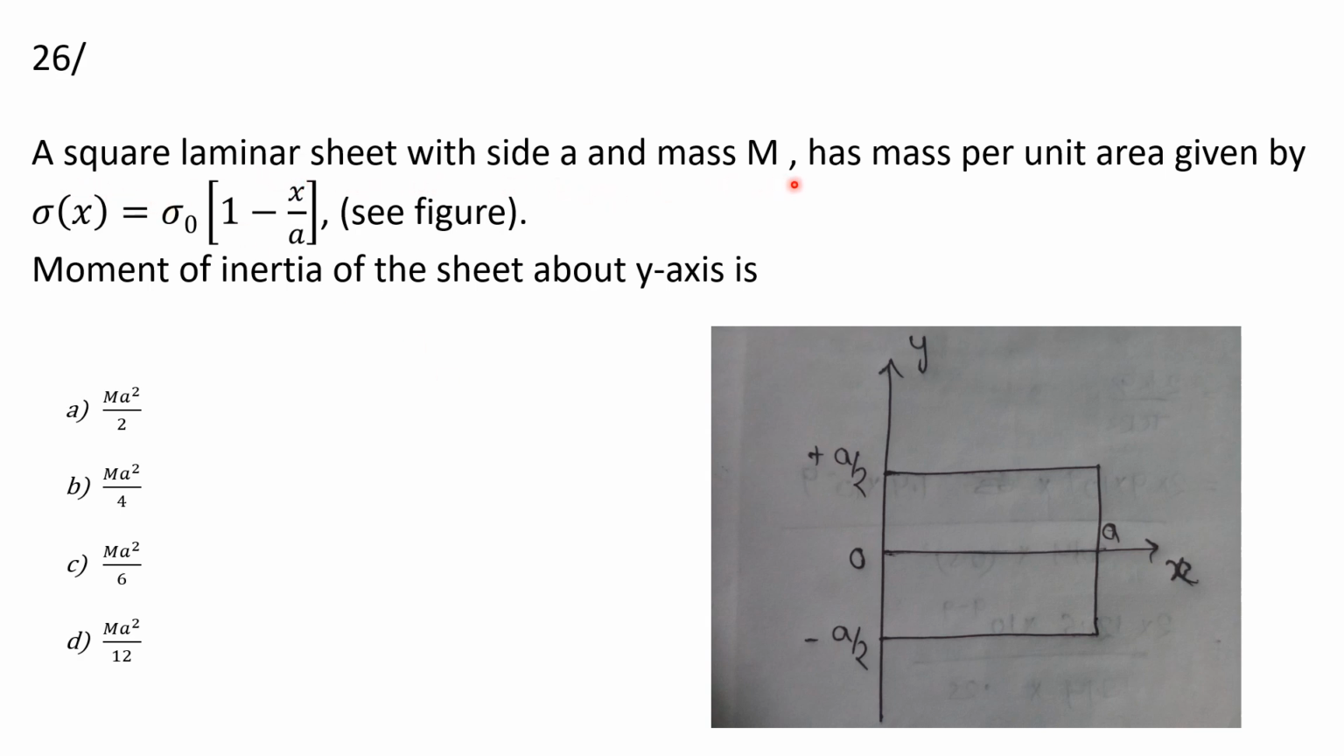A and mass m has a mass per unit area given by sigma x is equal to sigma naught (1 minus x by A), as shown in the figure. Find the moment of inertia of the sheet about the y-axis. And here the options you can see, and here is the figure.